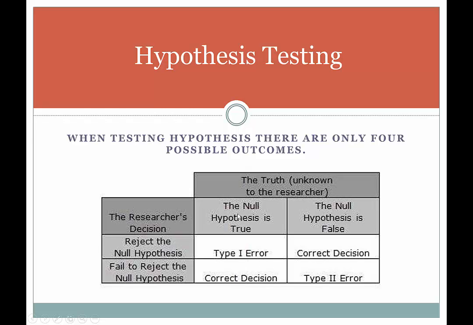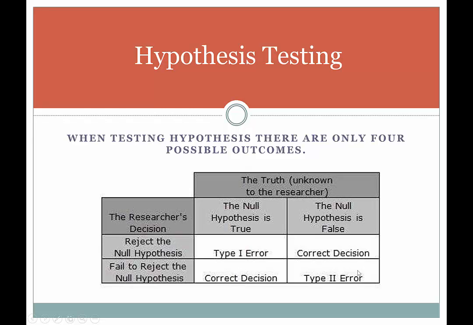What about this box? The null hypothesis is true. You fail to reject the null hypothesis, right? So in other words, it's true and you don't reject it. Well, that's good, right? Because if it's true, you shouldn't reject it, right? That would be a mistake to reject it. So it's good that you didn't reject it, right? Because it is true and you should not reject it then.